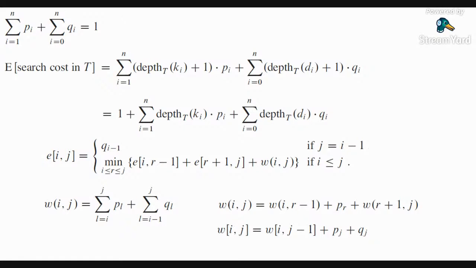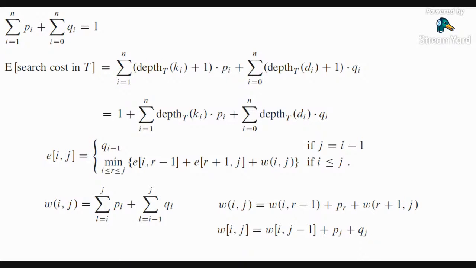Here we can see pl is ranging from i to j. So this is a summation of probability of successful keys, and here it is starting from i minus 1 to j, so it is ql. So these are the unsuccessful searches. So wij is nothing but the summation of all the successful and unsuccessful probabilities in the range i to j in case of successful search, and in the range from i minus 1 to j in case of unsuccessful search.